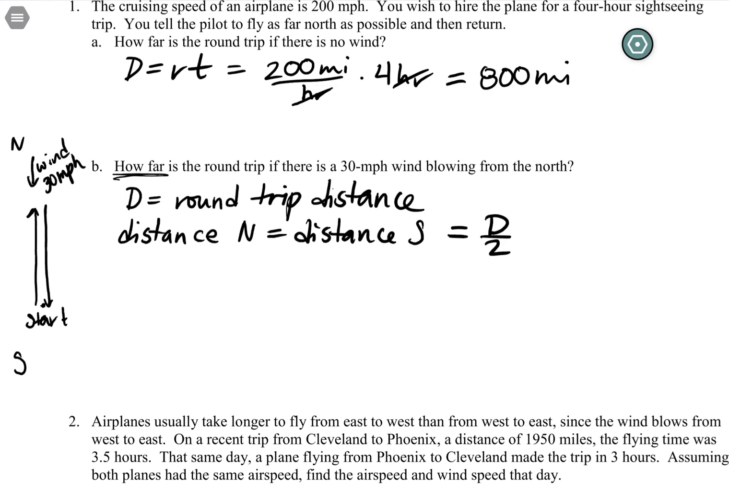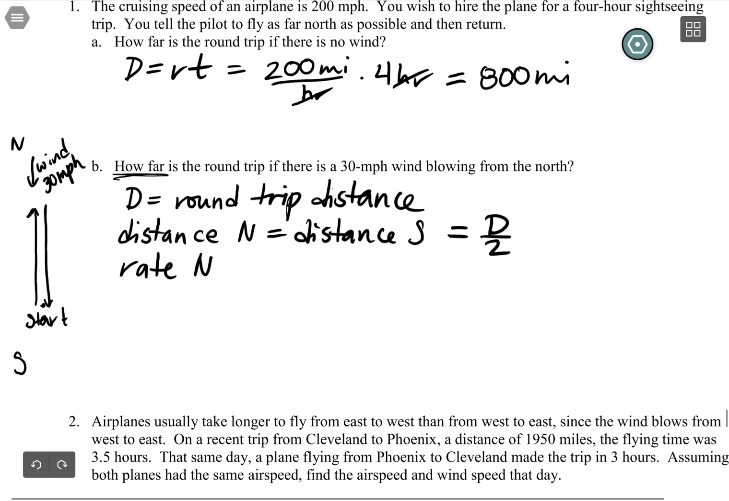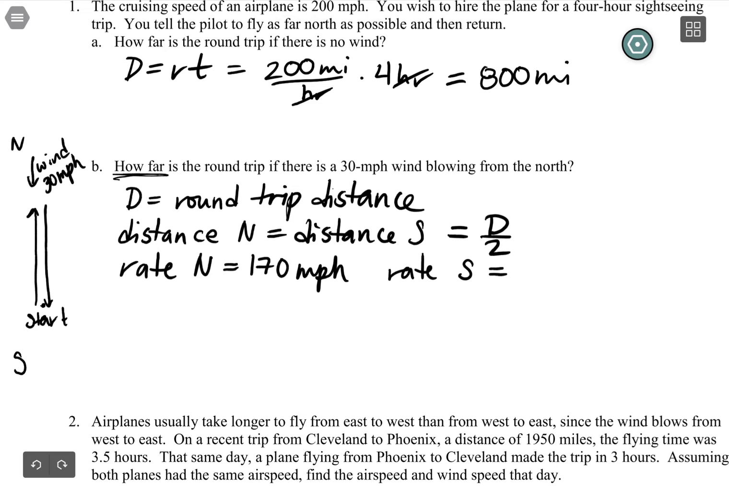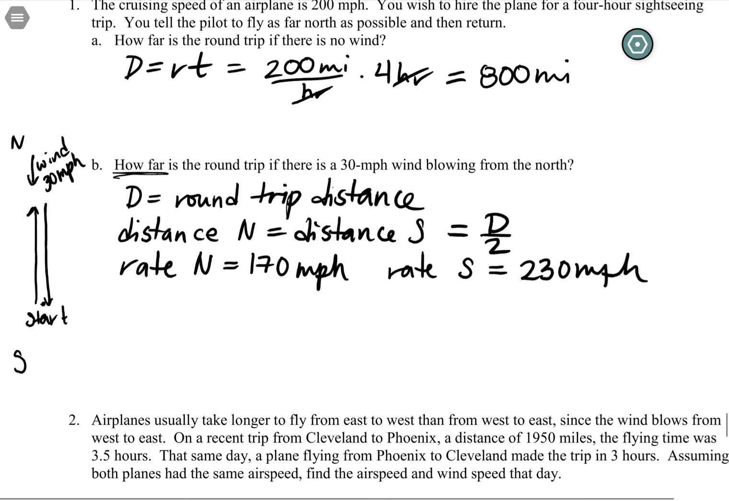Okay, what else do I know? I know everything about rate. I know that the rate going north is the one that's going to be slower. So we have a plane that can go 200 miles per hour, but the wind is blowing into us at 30 miles per hour. So the plane's only going to be able to go 170 miles per hour. On the way south, we have a plane that can go 200 miles per hour, but the wind is pushing us at 30 miles an hour, so we can go 230 miles per hour. So rate's a nice one in this problem. We know everything that we need to know about rate.